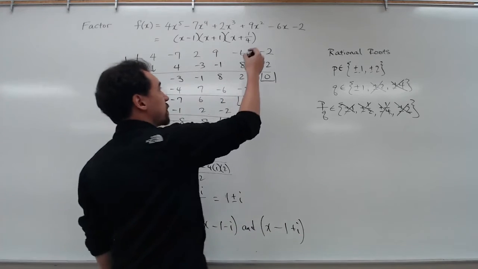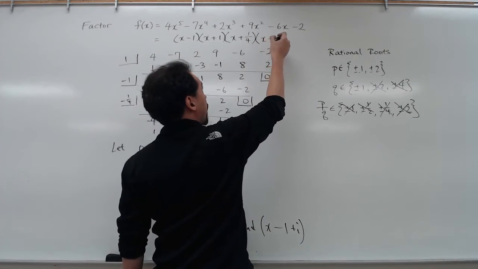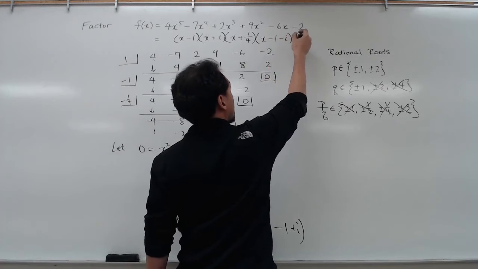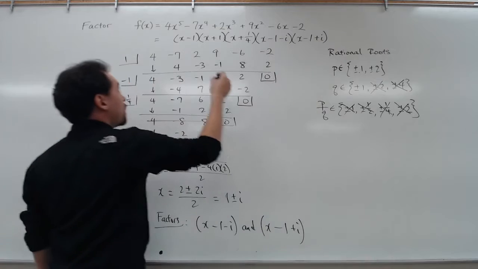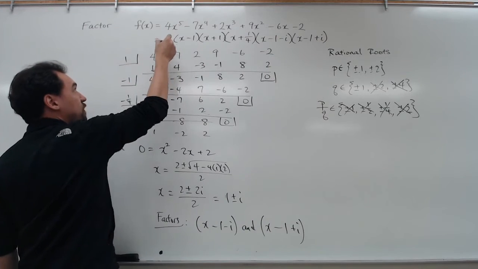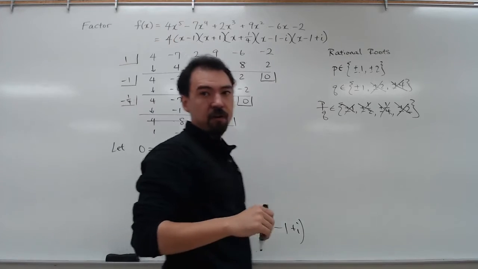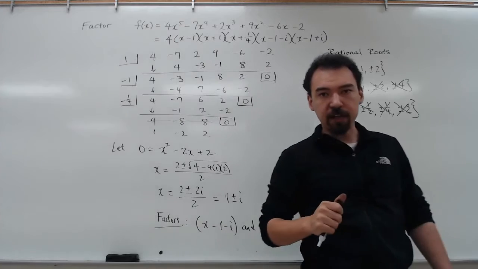So I can fill it in up here. I'm going to have x minus 1 minus i and x minus 1 plus i. And then finally put the leading coefficient in front, and we have fully factored f of x.